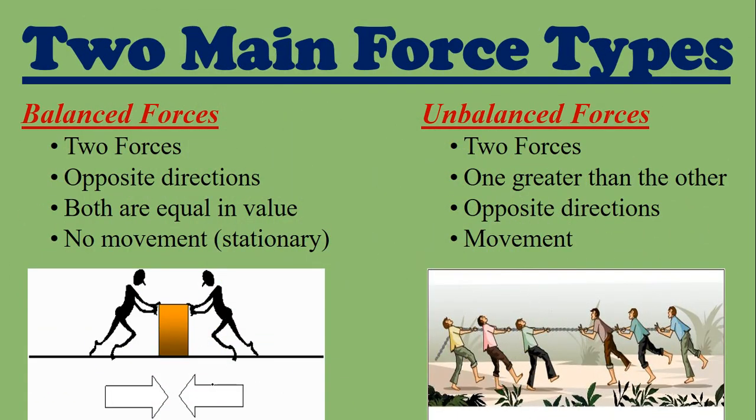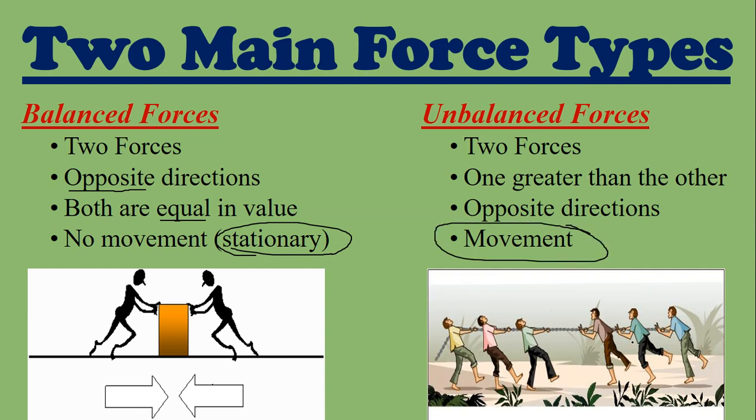Now, there's two main types of forces. You have balanced forces and unbalanced forces. So balanced forces involve two forces. They're in opposite directions. They're both equal, so what's going to happen is there's going to be no movement, or it's going to be stationary. Unbalanced forces, there's two forces. They're in opposite directions, but one is greater than the other, and unbalanced forces cause movement.